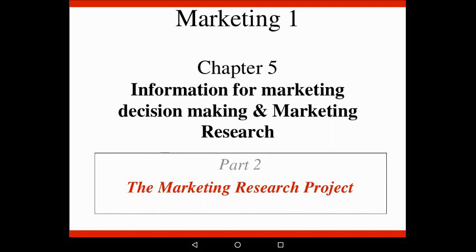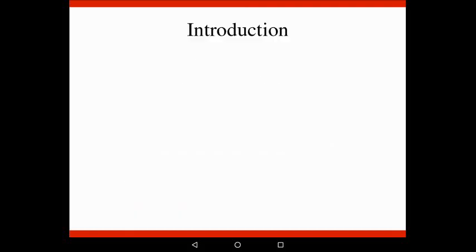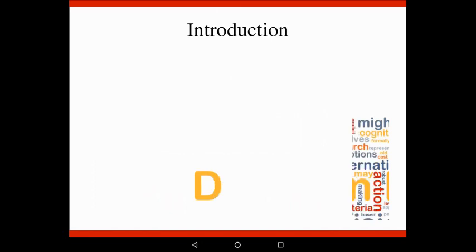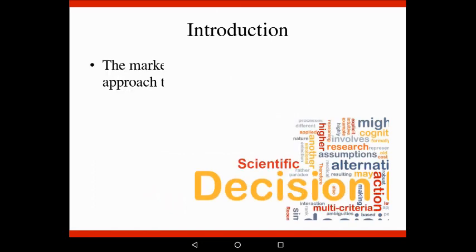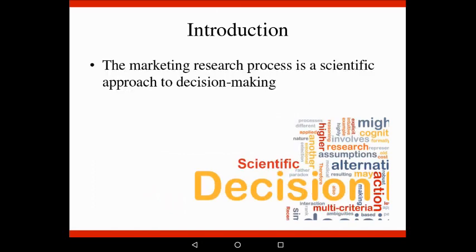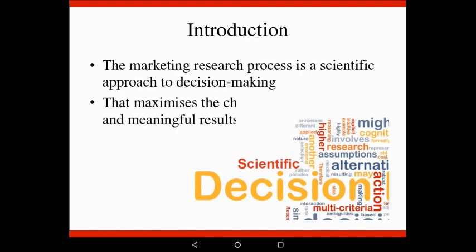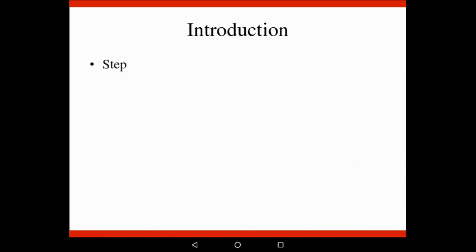Chapter 5, Part 2, the Marketing Research Project. The marketing research process is a scientific approach to making decisions, and it maximizes the chances of getting accurate and meaningful results.